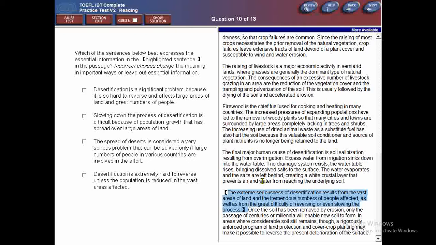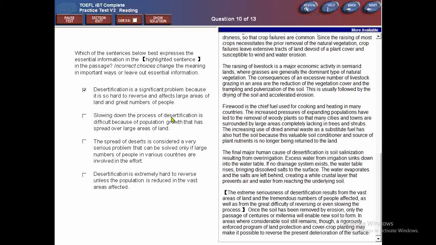Okay, so if we want to paraphrase this sentence in our own words, it means that huge numbers of people are affected, desertification is huge, and it cannot be restored or reversed fully. So desertification is a significant problem maybe because it is so hard to reverse and affects large areas of land and great numbers of people. I think this may be okay.